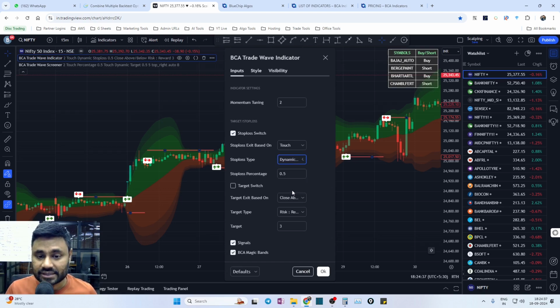And then the next one is dynamic stop loss. This is again one more proprietary dynamic stop loss levels that we have. If you select this, it doesn't really matter whatever you put here. You can put anything here, we will not consider.